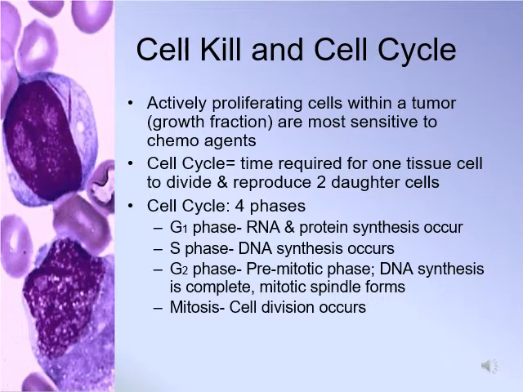There are basically 4 phases of the cell cycle, and you can see the RNA and protein synthesis, the DNA synthesis, the premitotic phase, where the mitotic spindle forms, and then the cell division occurs with mitosis. Again, that's all very technical, not necessarily super important to the RN, but the S phase is where the DNA synthesis is occurring, and that is where most chemotherapeutic agents work. They interfere with the DNA and the RNA synthesis. So that's the bulk of where the medications that we're giving are actually going to be working to stop the cycle of replication of these abnormal cells.